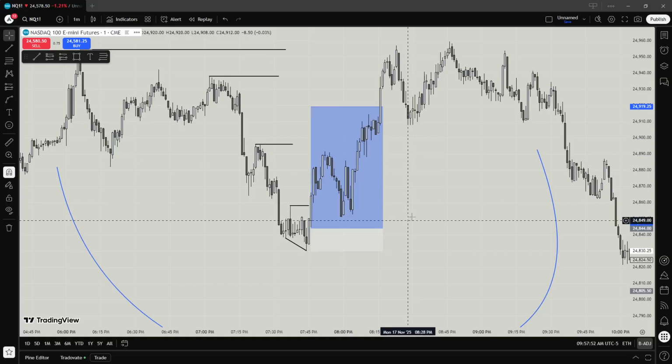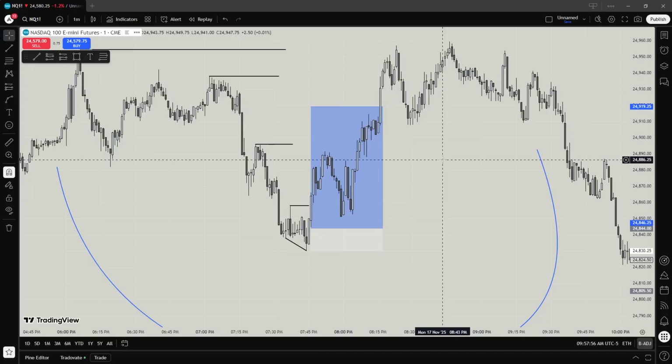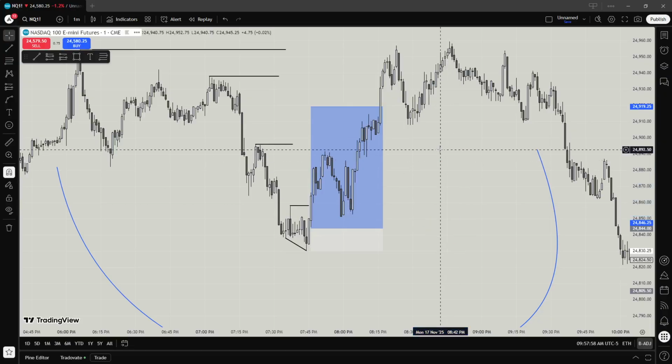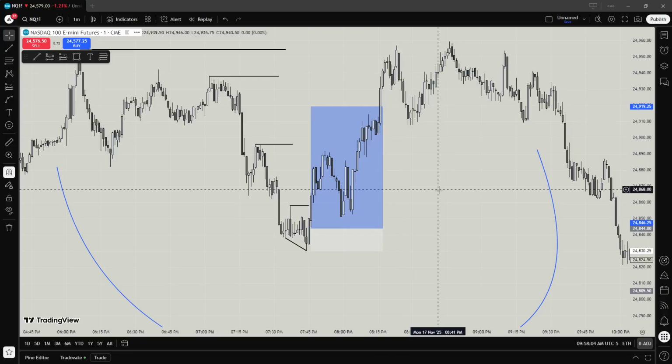And then we flew up again after dumping. We immediately flew up 140 ticks. So I start screen recording again. And then we dump another 130 ticks. And so I stop. And then we displace higher. And that's when I start screen recording. And then we end up just slowly chopping our way up.